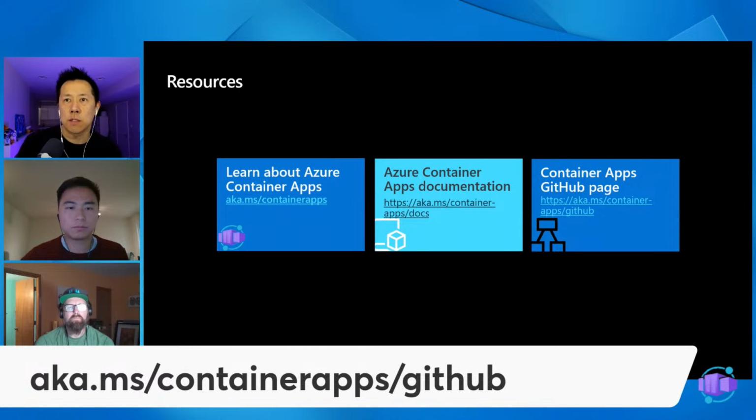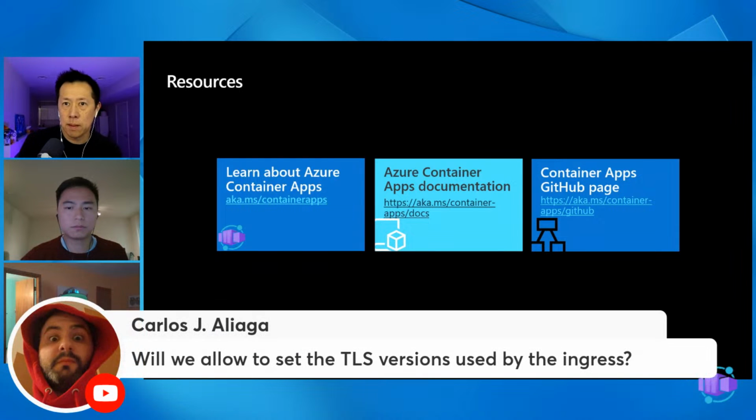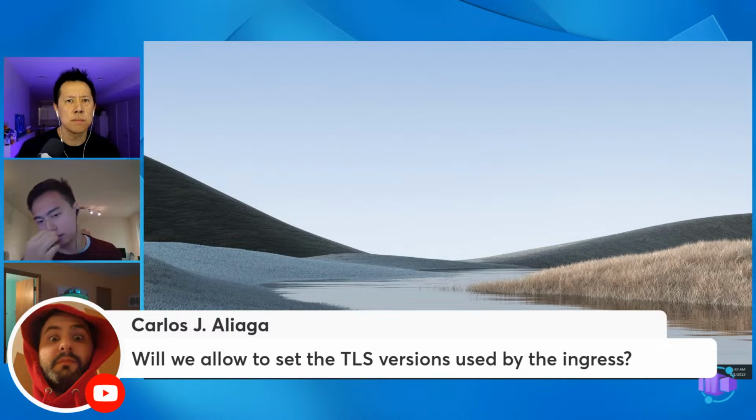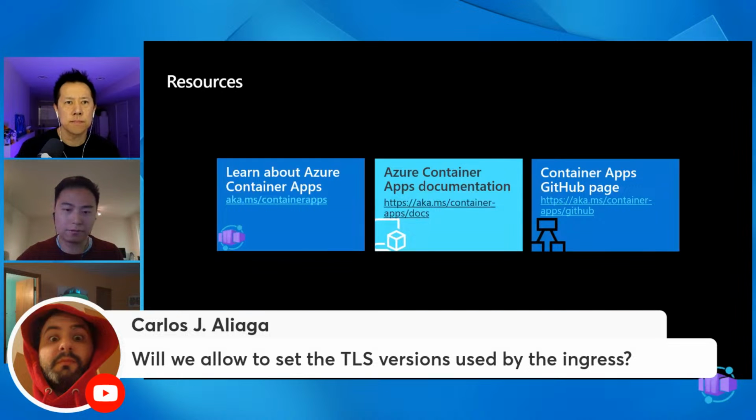And I see another question coming in from Carlos. The question is, are we going to allow the ability to set which TLS versions are used by the ingress? Yes, actually, that is a feature that we have in the works. It should be landing this calendar year. So look out for that.